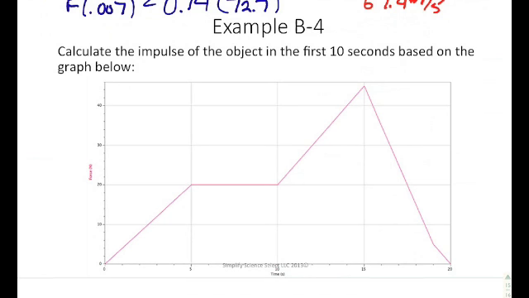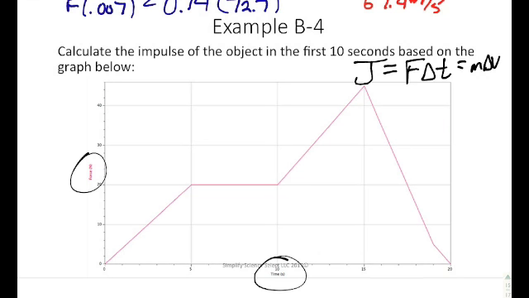The next example is example B4, and it says calculate the impulse of the object in the first 10 seconds based on the graph below. Now remember, you have the equation J equals F delta T equals M delta V. In this particular case, this is a force time graph. If you have a force time graph, whenever you take two variables and multiply them together, what you're really trying to do is solve for the area under the graph.